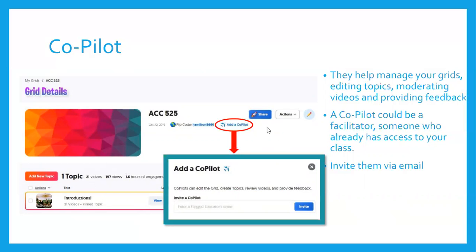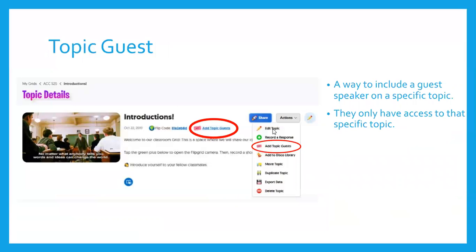So the last thing we'll be discussing is topic guest. What's the difference between a topic guest and a co-pilot? Like Arwen said, the co-pilot has access to all of your topics that are in the grid that you made them a co-pilot for. But a topic guest only has access to the specific topic that you have invited them to.